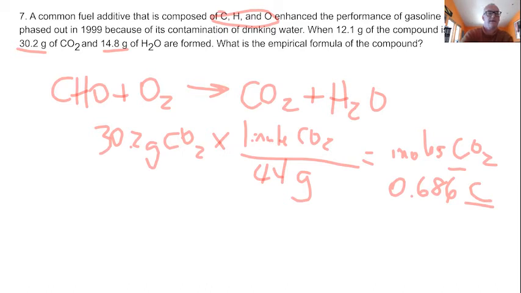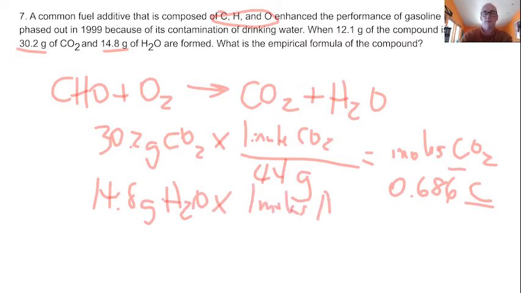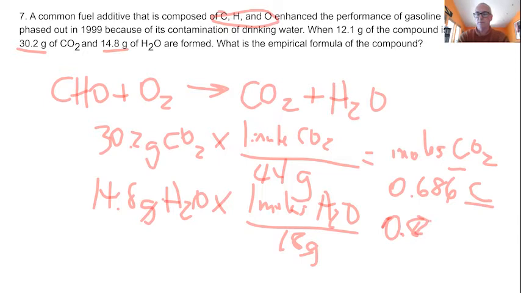Now for water, we have 14.8 grams of water. We want to know how many moles of water we have. Water's 18 grams per mole, so that gives us 0.822 moles of water. How many moles of hydrogen do I have? 0.411.